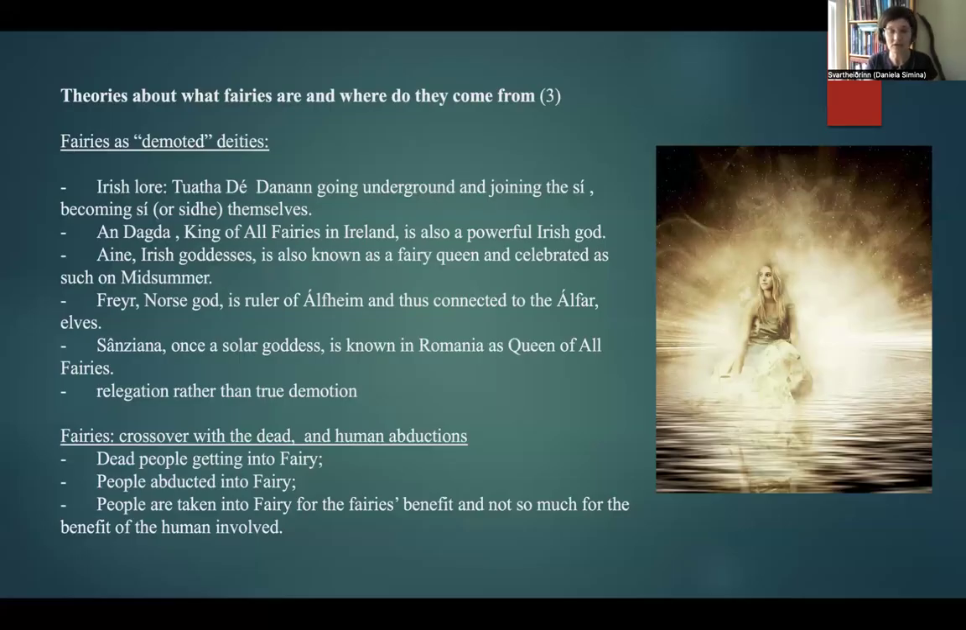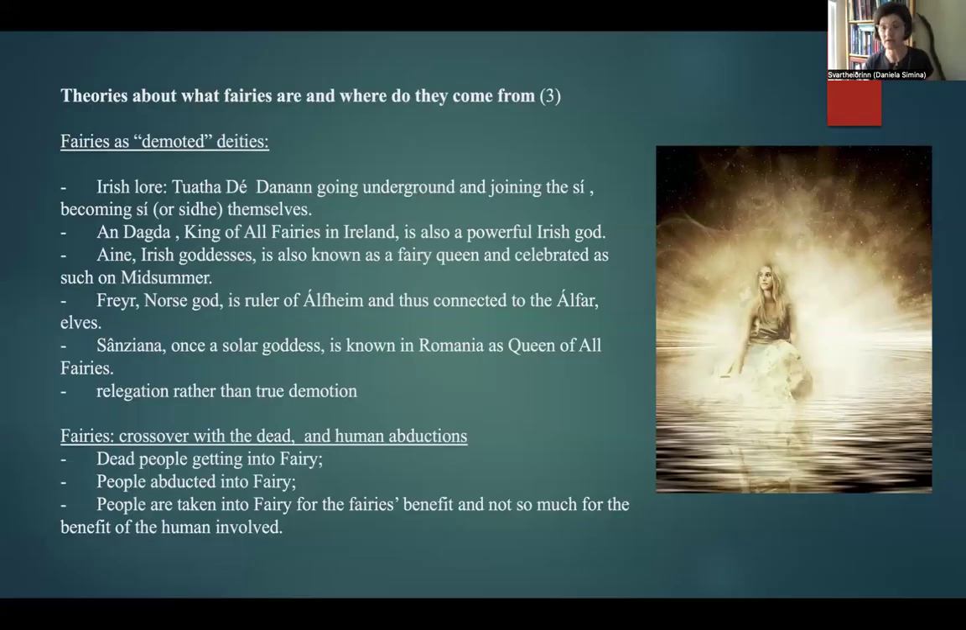It's good to keep in mind that people are usually taken into fairy for the fairies' benefit and not so much for the benefit of the human involved. There are stories of musicians, stories of people who possess some outstanding gift, who are taken into fairy, sometimes forever. Sometimes they bargain or outsmart the fairy guardian and they're able to escape. But sometimes there is a contractual type of relationship where these people are being held in fairy for a while.